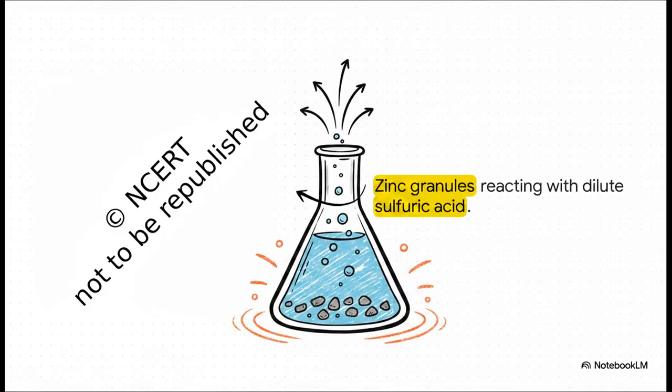To really see this in action, let's look at a classic lab experiment. Imagine dropping zinc granules into a flask of dilute sulfuric acid. Almost immediately, you'd see bubbles furiously forming around the zinc. That's hydrogen gas being created. And if you were to actually touch the outside of that glass flask, you'd feel that it's gotten quite warm. So right there, we have a temperature change and the evolution of a gas. 2 massive clues that our suspects are actively reacting.